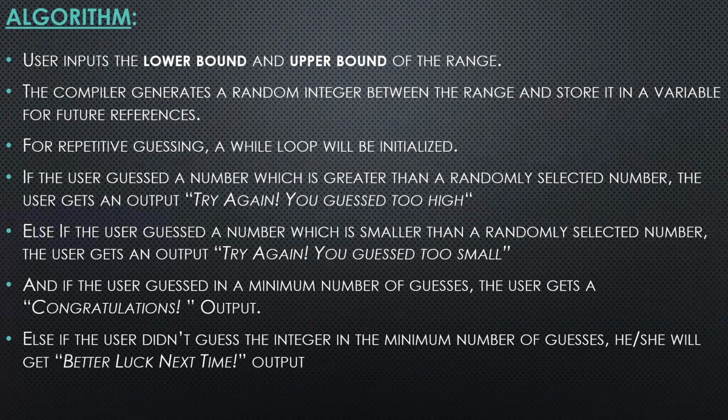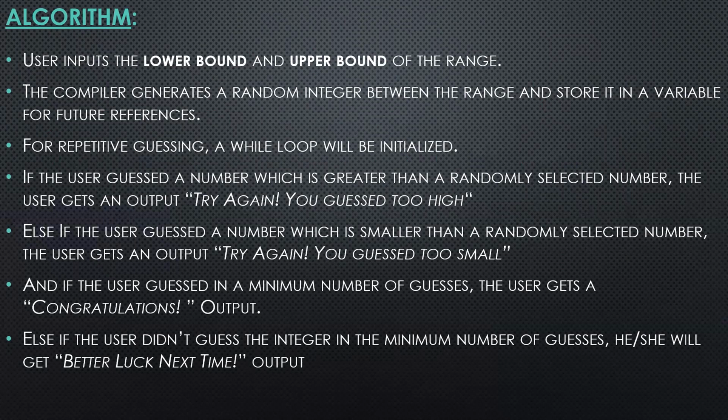Even if the number is only one more than the random number, the system will show too high, because it's greater, and we programmed it to show this as too high. Else, if the user enters a number smaller than the randomly selected number, the user gets the output: try again, you guess too small. Even a number less than 1 shows the same, too small.